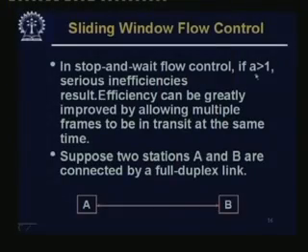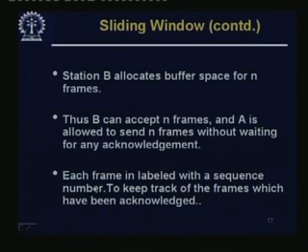So, in stop and wait flow control, if A is greater than 1, serious inefficiency results. Efficiency can be greatly improved by allowing multiple frames to be in transit at the same time. Suppose two stations A and B are connected by a full duplex link. The link has arrows on both sides, which means it is full duplex, because the message has to flow from A to B, and the ACKs have to come from B to A. Station B allocates buffer space for n frames. Thus, B can accept n frames and A is allowed to send n frames without waiting for any acknowledgement.